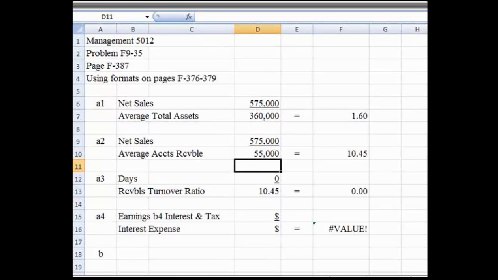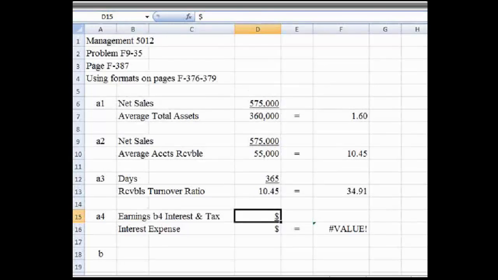The third ratio is the average accounts receivable collection period in days. Since this uses the receivables turnover ratio, the result from the prior ratio is referenced in the formula, and the only thing we need to add is the 365 days in a normal year. Leap years do exist, and they would be 366 days, but for financial purposes, 365 is almost always assumed.